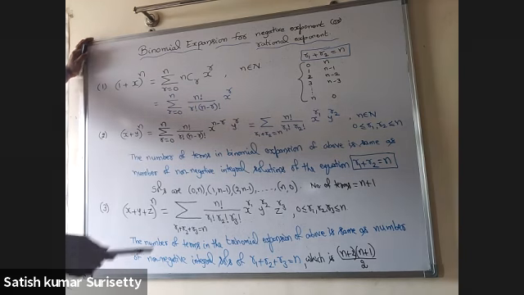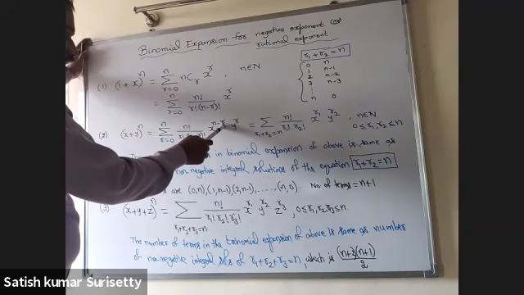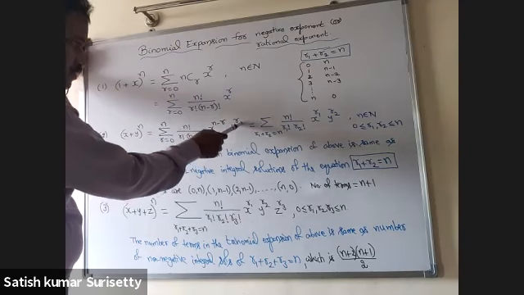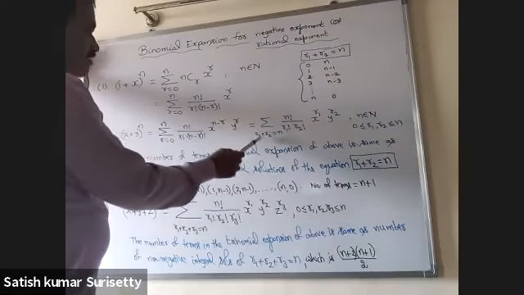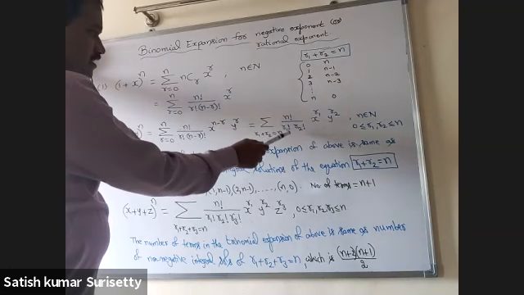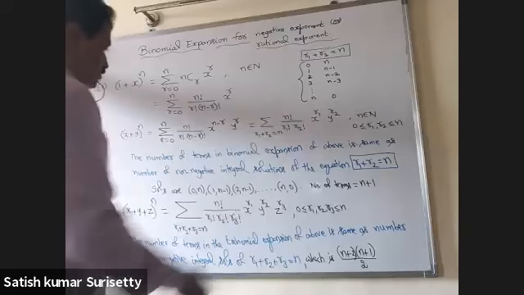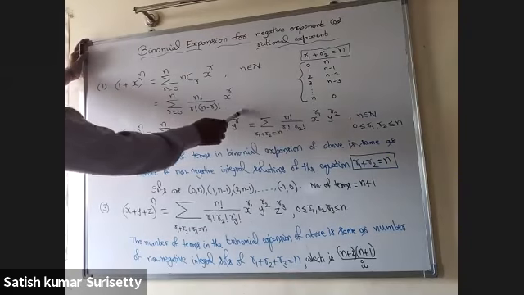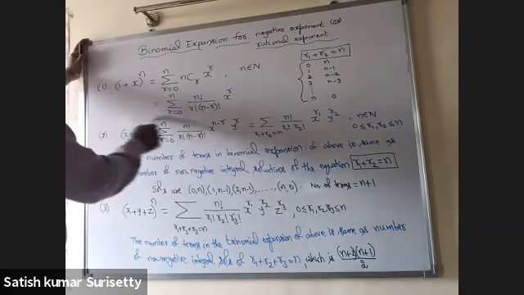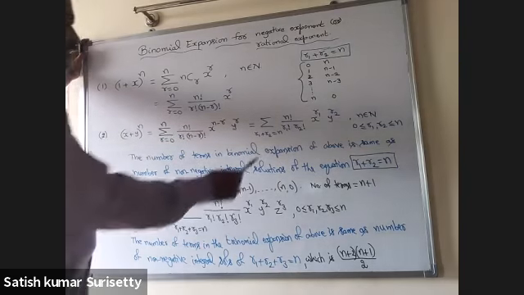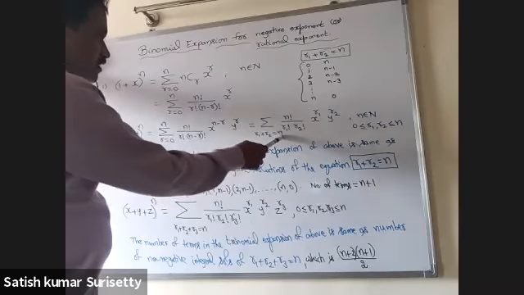Now, this also can be written as, if I take n - r as r1 and r as r2, then I can write the same sigma as sigma r1 + r2 = n, n factorial upon r1 factorial r2 factorial, x^r1 y^r2. That means the number of terms in this binomial expansion will be same as the number of non-negative integral solutions of the equation r1 + r2 = n.